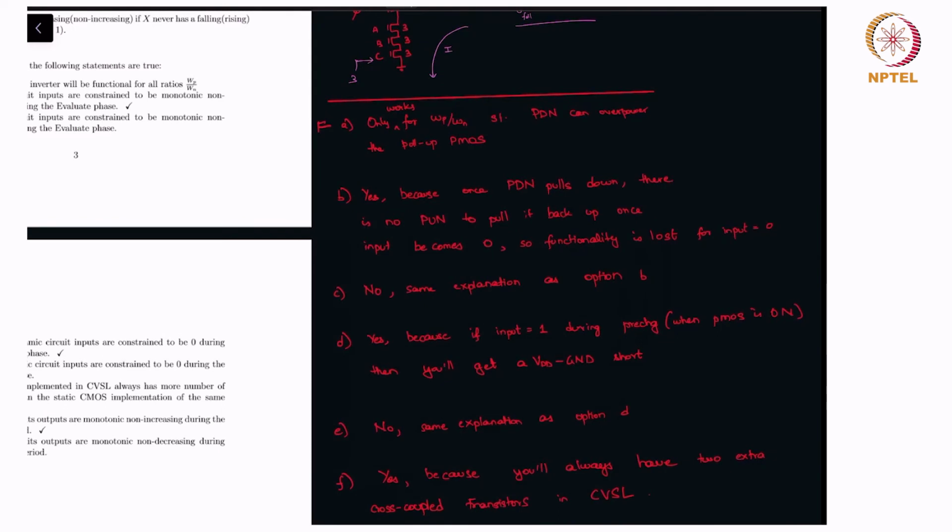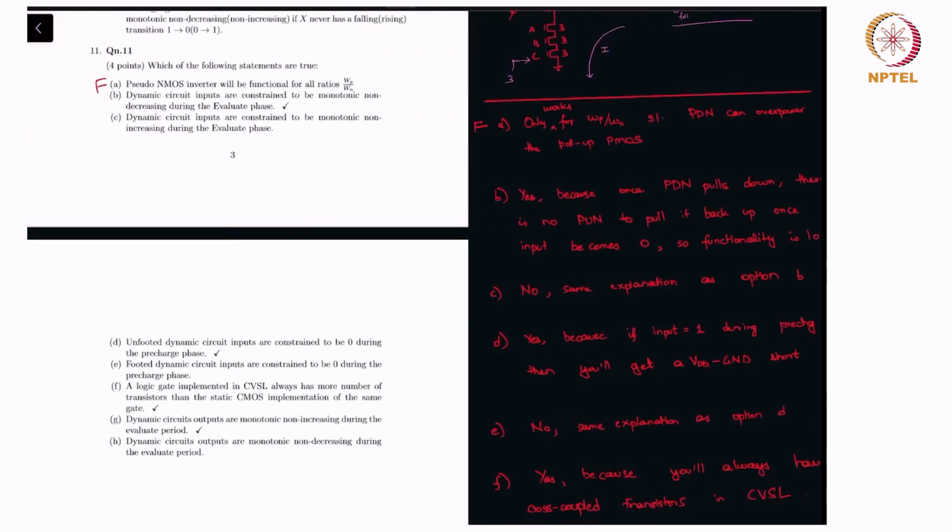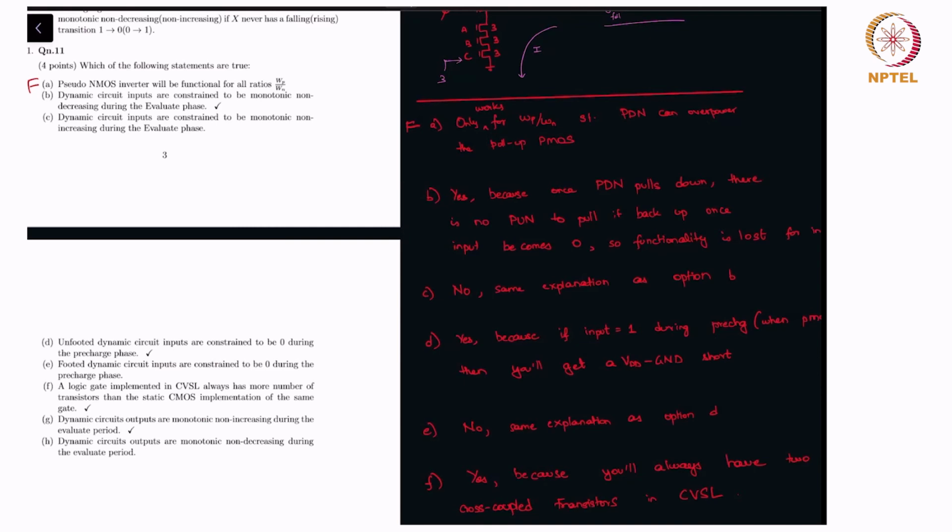That's why it's also called ratioed logic. It only works on certain ratios. Second option: dynamic circuit inputs are constrained to be monotonic, non-decreasing during the evaluate phase.